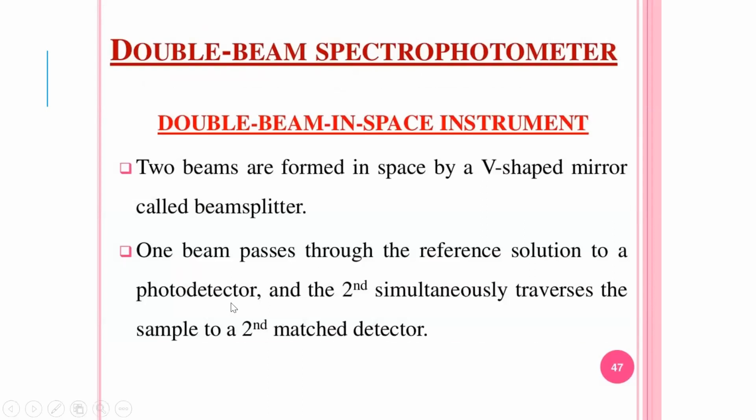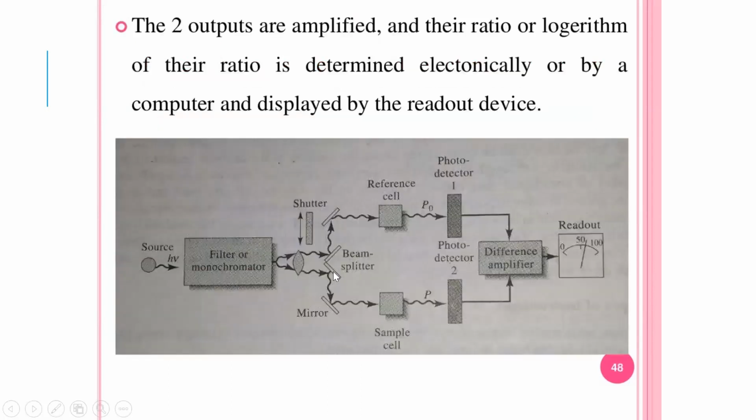In a double beam instrument, one beam passes through the reference solution and the second beam passes through the sample solution simultaneously. You can see that from the source, light is produced and passes through the filter or monochromator to get monochromatic radiation. This monochromatic radiation is split into two beams with the help of a beam splitter. One passes through the reference cell and the other passes through the sample cell. Then detectors, then difference amplifier and readout system.